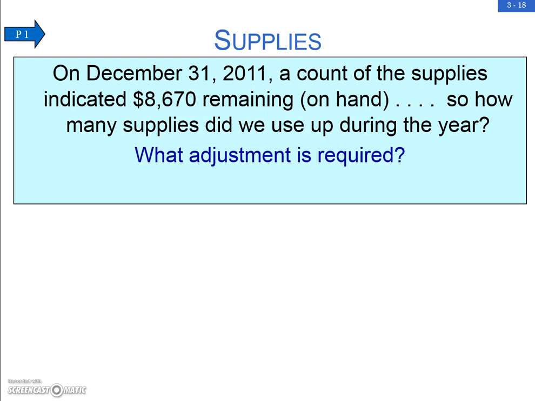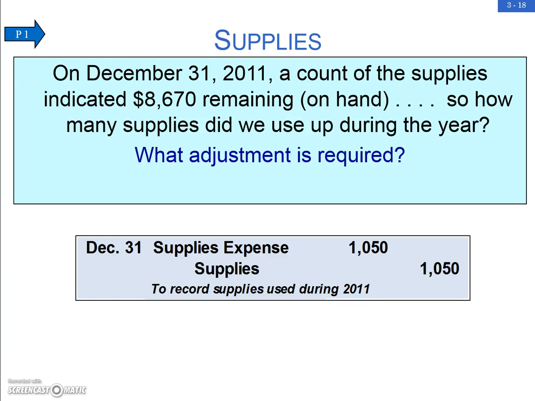And of course, to reduce an asset like supplies, like any other asset, we credit it. So we would be crediting the supplies account, and of course, just recognizing that we've used up an asset. When we use up an asset, it's called an expense. So it would simply be a debit to supplies expense. And once again, no business transaction has happened. No one's come in and said, hey, we used up $1,050 worth of supplies.